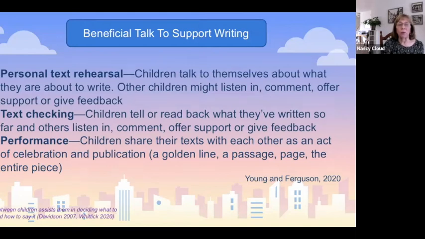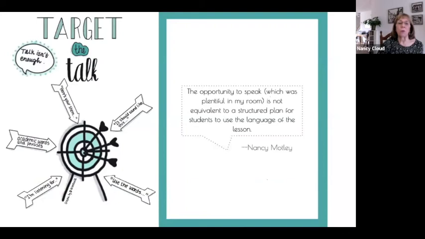The personal text rehearsal, where I just talk to myself, thinking to myself, writing down ideas. And then as I write, I can check on my text bit by bit and get some feedback from a partner or a small group or the teacher. And then finally, I perform at the end. I share a golden line, a passage, a page, or the entire piece. So this comes from Young and Ferguson. And you may want to be thinking about all of this as ways of using talk to support writing.